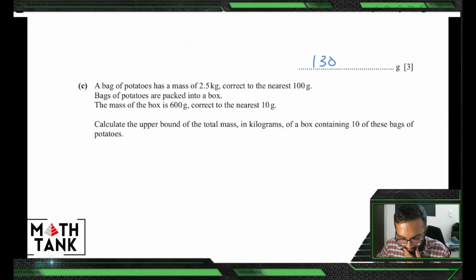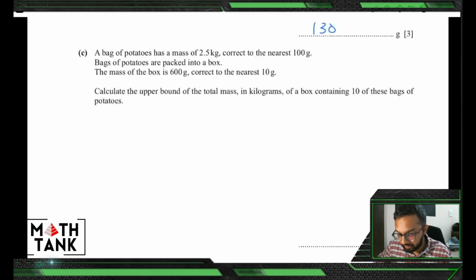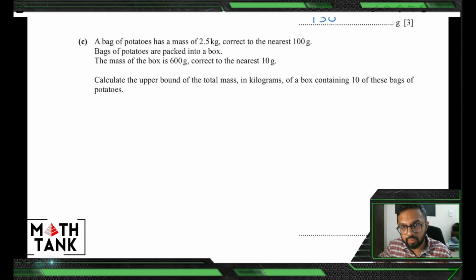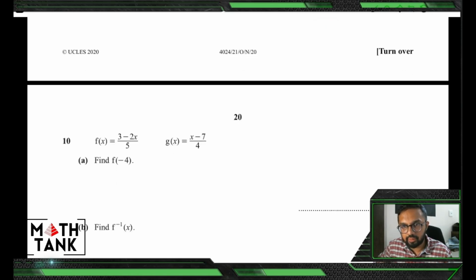Now a bag of potatoes has mass 2.5 kg, correct to the nearest 100 g. The mass of the box is 600 grams, correct to the nearest 10 grams. Calculate the upper bound of the total mass in kilograms of a box containing 10 of these bags of potatoes. So this question is about approximation. So I'm going to skip that for now. That's a question for later on, although it's a question that you should do because it's 3 marks. You should be able to calculate upper bounds and lower bounds.